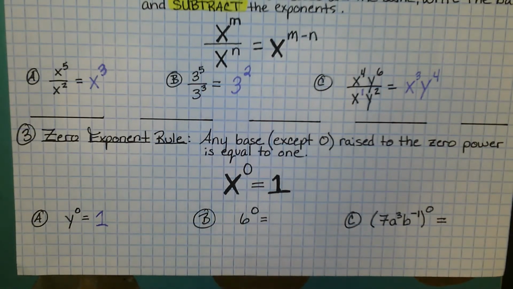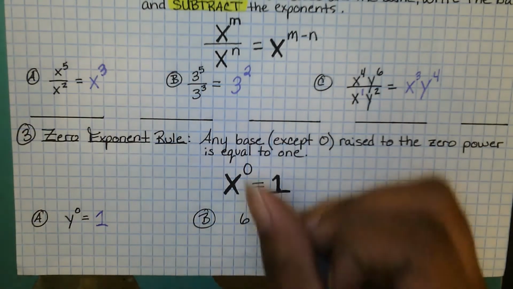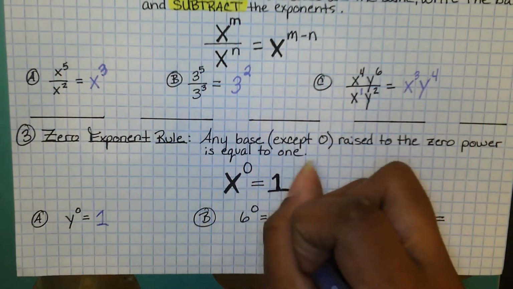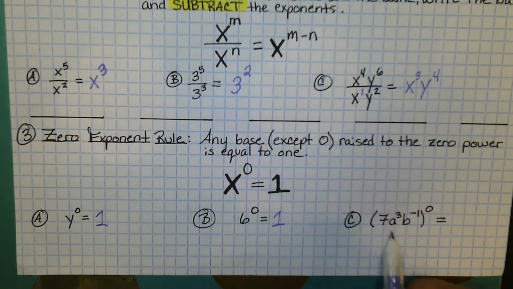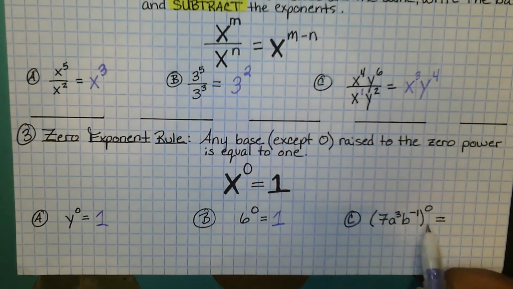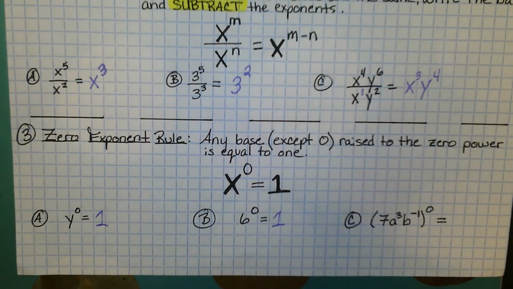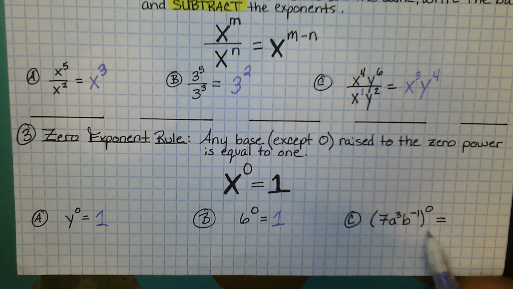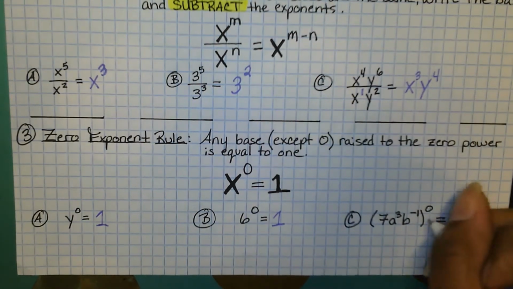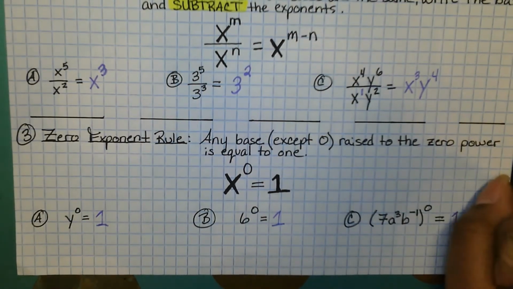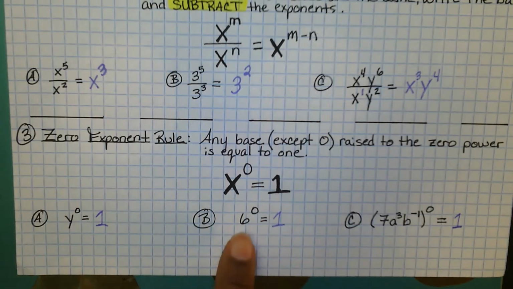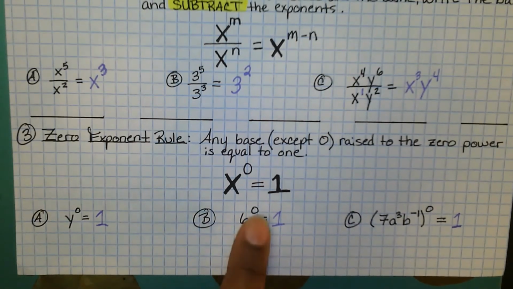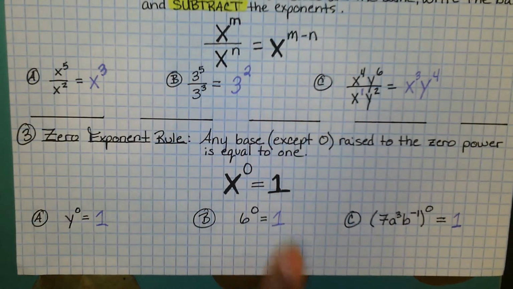6 to the 0 power is equal to 1. And 7a cubed b to the negative first power, it's all in parentheses and the 0 is on the outside, so that means all of this is equivalent to 1. So the zero exponent rule: any number, any base raised to the 0 power is equal to 1.